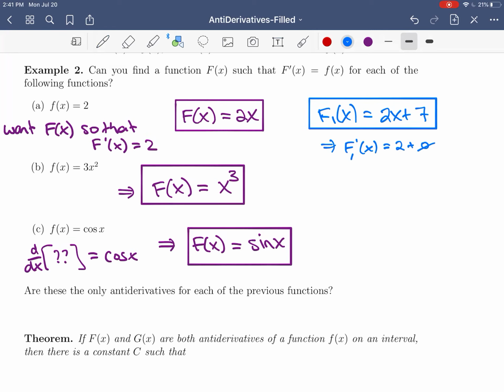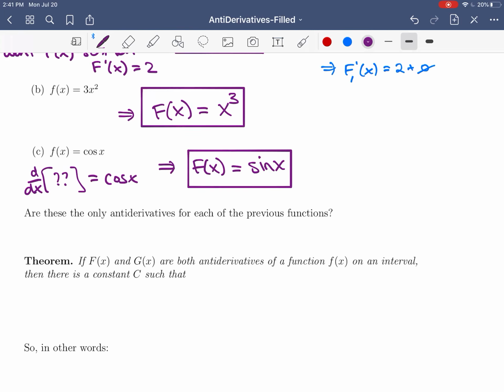So when we take a derivative, each function has exactly one derivative. But when we're doing the antiderivative, there are many functions that have the same derivative. So there are many different antiderivatives. So the answer here is no. And it turns out that adding a constant is the only thing you can do.